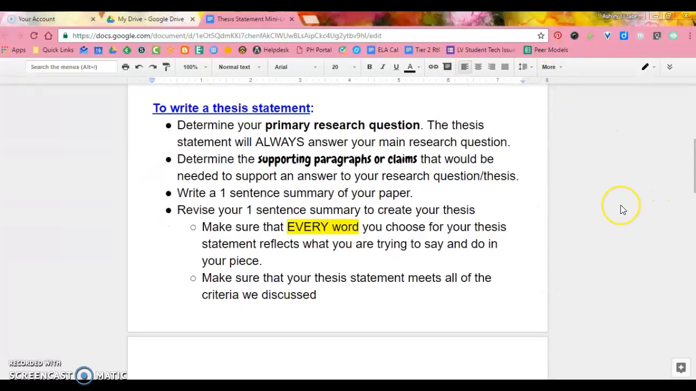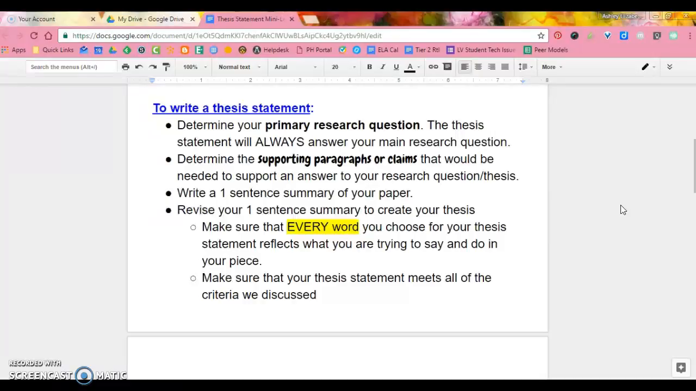When you're writing a thesis statement, the first thing that you need to do is determine your primary research question. We've talked about research questions, and a research question is just what drives your search for information. The thesis statement always is going to be an answer to that main research question.